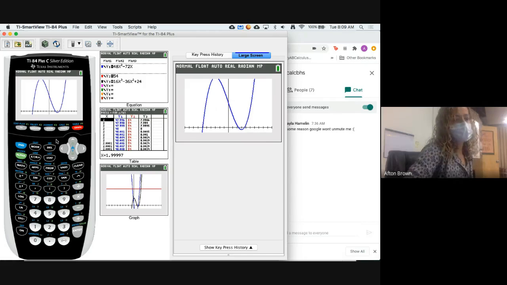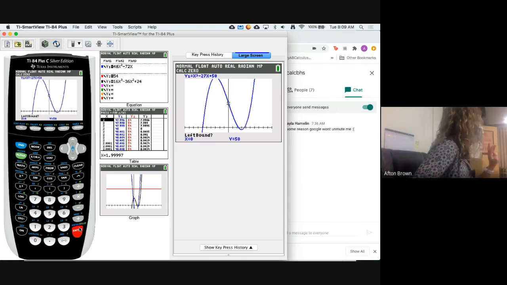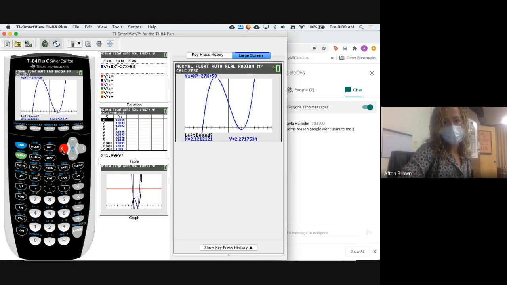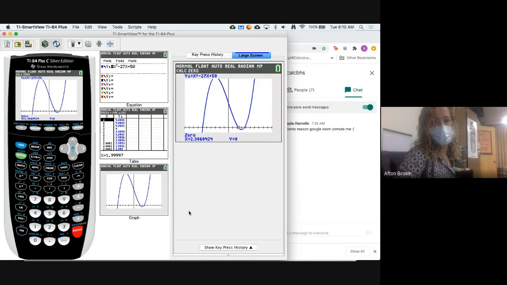So when I calculate those, I'm going to do second calc 0. It asks 3 questions: left bound, right bound, guess. If I want to find this first one that's close to 2, make sure the left bound is to the left of the 0. Then hit enter, and then go just barely past just the 1 0, not past both. The arrows should point towards each other, and then we'll hit enter. So there's that 0, 2.306.